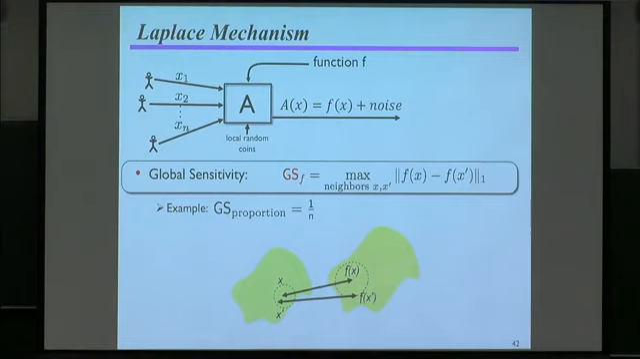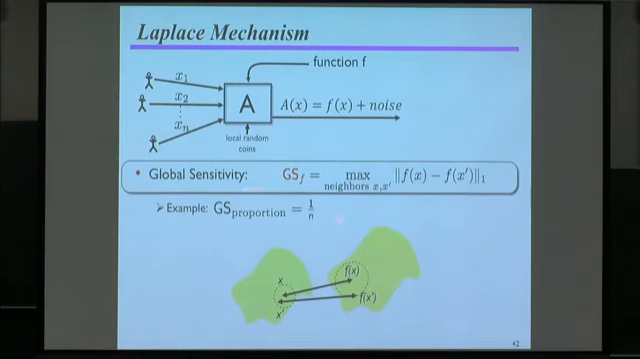So in some sense, this sensitivity is a measure of how much this function f spreads apart data sets that are close together or doesn't.